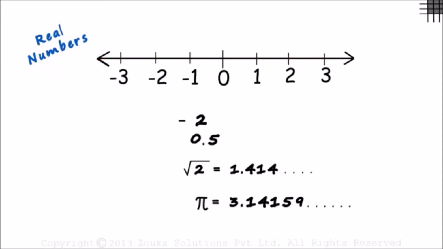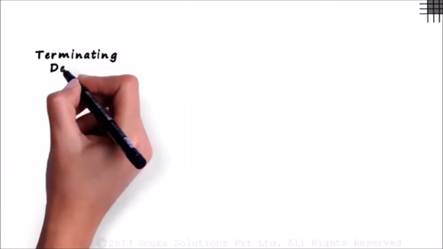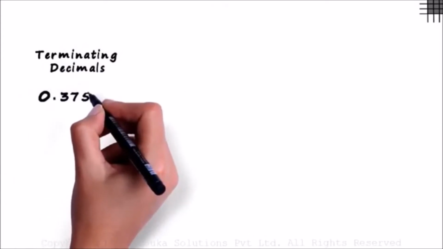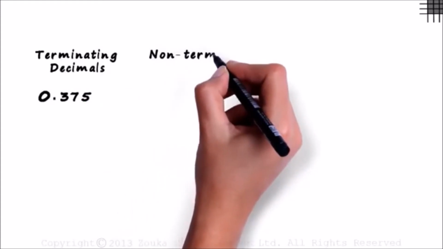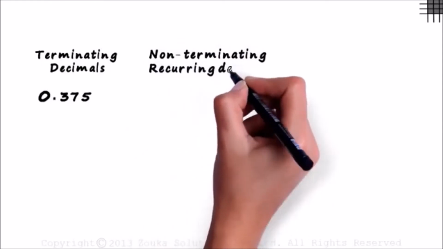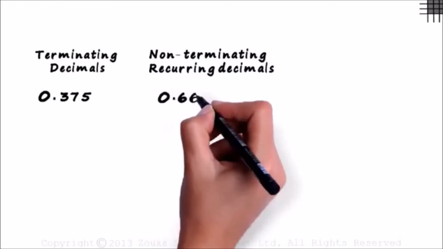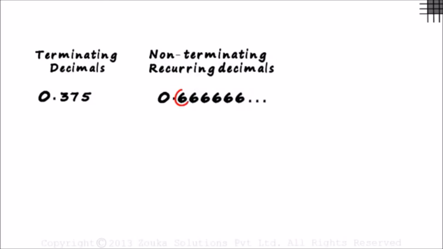Now let's try to talk about the different kinds of numbers we know. The first kind is numbers with terminating decimals. Example 0.375. The number stops at a point and does not go on and on. Next, we have non-terminating recurring decimals or repeating decimals. Say, for example, 0.666 and so on. It is called recurring decimals since the same numbers reoccur, and non-terminating since it reoccurs infinitely.